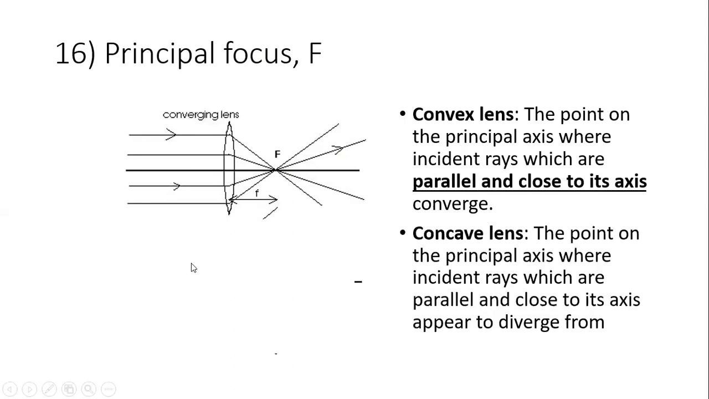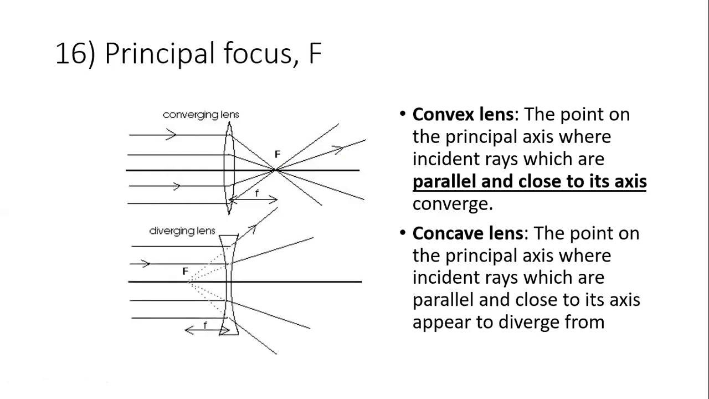If it's a concave lens or diverging lens, like this one, the principal focus is the point on the principal axis where the incident rays, which are parallel and close to the axis, appear to diverge. So these are your parallel rays. They appear to diverge from this point, the principal focus. This one converges to the focus. This one diverges, but all these diverging rays appear to diverge from this principal focus. And the distance from the principal focus to the center is the focal length. Stop me. Anything not clear?